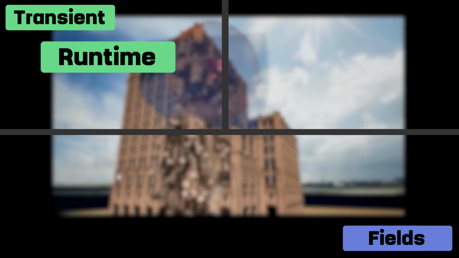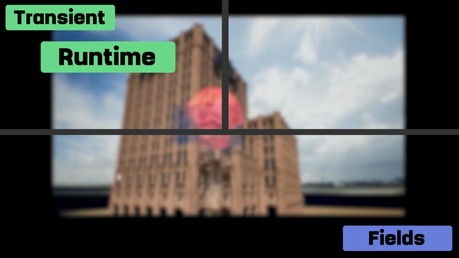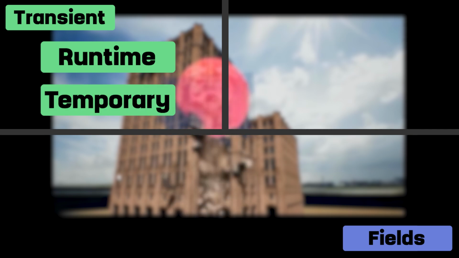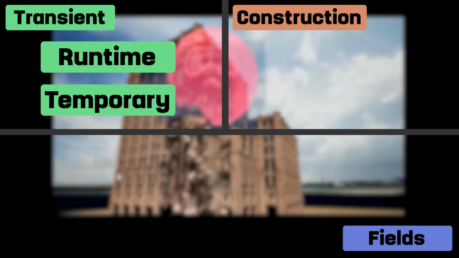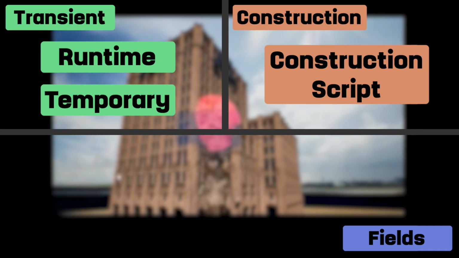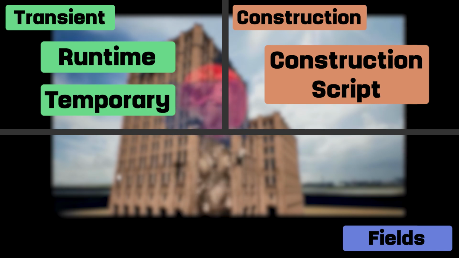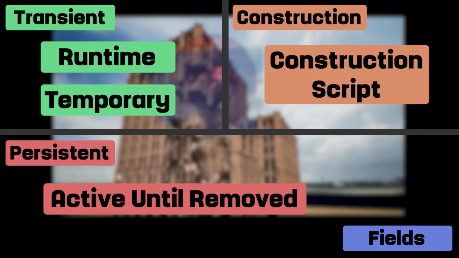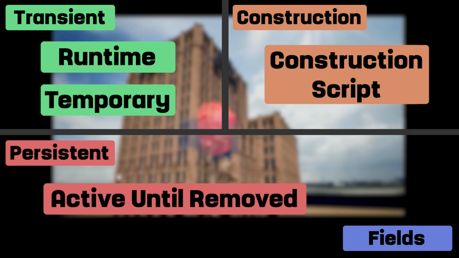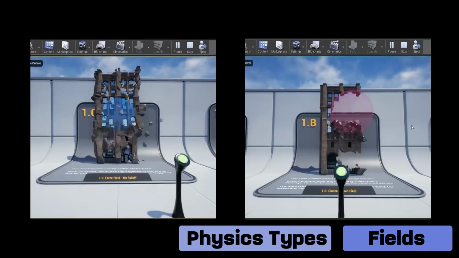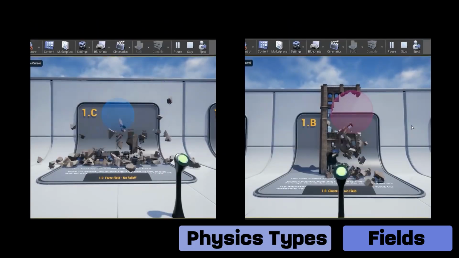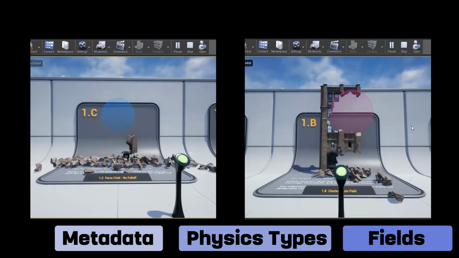Transient fields, which are created, executed, and destroyed at runtime during a function call or event. These are used to add a temporary effect to the physics simulation. Then we have construction fields, which are created in the construction script of the field blueprint. And finally we have the persistent fields, which are created and remain active until they're explicitly removed. Each of these fields applies to a specific physics type. Fields can also use different types of metadata to add additional information on how they behave.